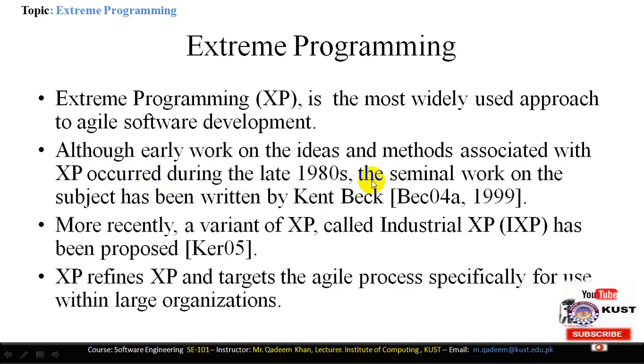Although early work on the ideas and methods associated with XP occurred during the late 1980s, the seminal work on the subject was written by Kent Beck in 1999. Basically, the XP process model was first suggested in the 1980s, but Kent Beck modified it, and in 1999 Kent Beck provided another version of extreme programming. And recently, a variant of XP called Industrial XP, IXP, has been proposed. So nowadays, Industrial XP is also used. But make sure that Industrial XP is not used for other products, it is only used for software development products.